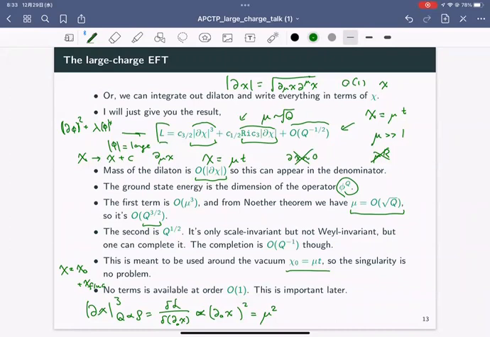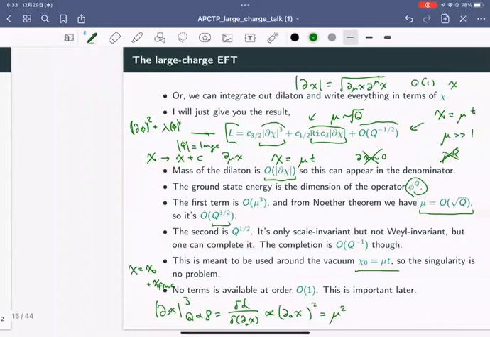But radial mode would be kept. It's weird to generate such a non-analytic term, because radial mode is massive, I think. I think this is a very good question. So I'll explain.